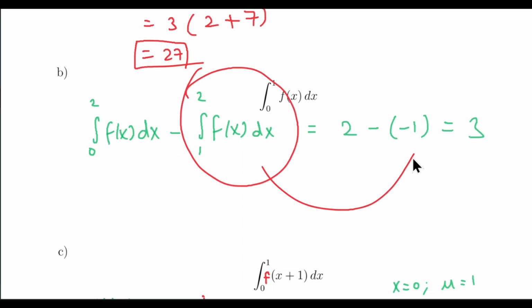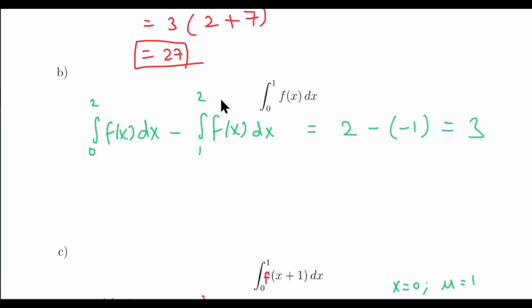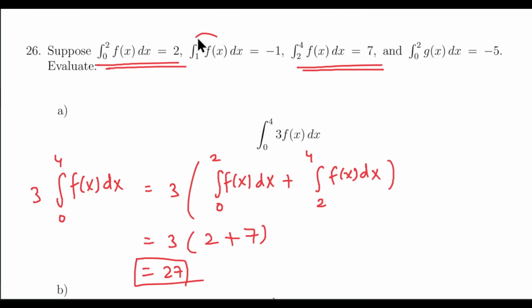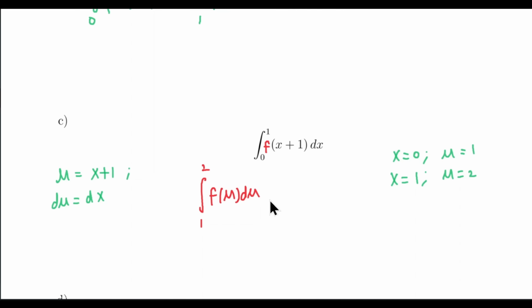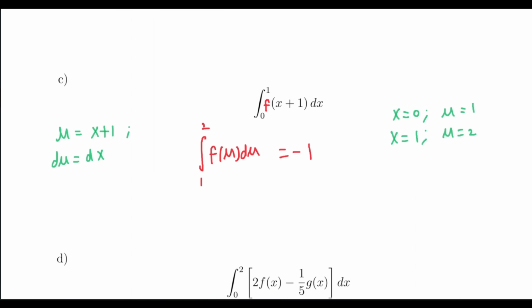1 to 2 of f(x) dx, isn't that minus 1? I can go back to the question. You can have a look at it. 1 to 2, there you go. Now, I already told you it doesn't really matter whether the variable is x or u or t or z or anything. The idea is the structure is the same. So 1 to 2 integration is negative 1. And yes, 1 to 2 integration is indeed negative 1. That's what I have here. So that should be our final answer.